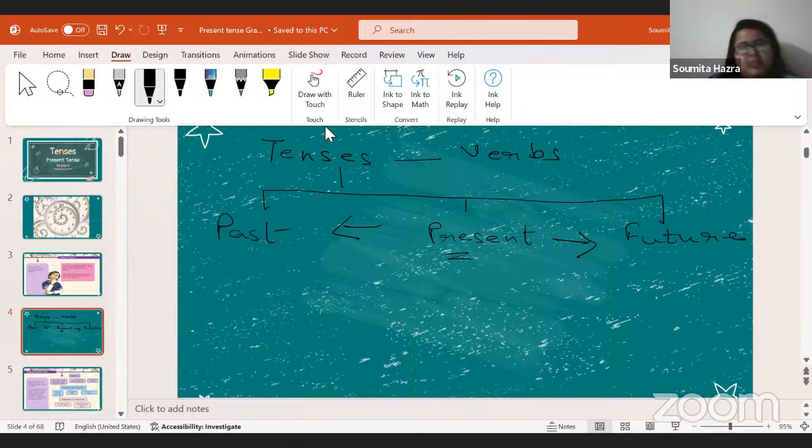There are 4 divisions of each of the tenses that we have no need to discuss elaborately. When we do the worksheet, we will be discussing all those things. Fine. So shall we start the worksheets? Shall we start discussing the questions? Yes. Okay. Chalo. Let's start discussing the questions.